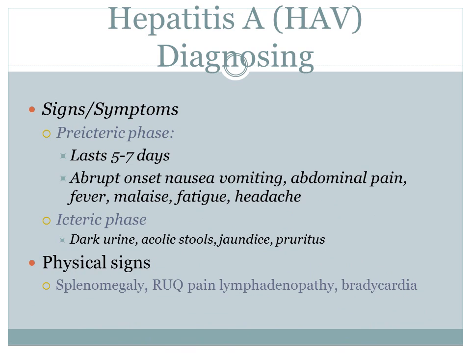So as far as signs and symptoms, that preicteric phase lasts about 5 to 7 days. In this stage, they would have their onset of nausea, vomiting, abdominal pain, and constitutional symptoms. In the icteric phase, they would have the dark urine, clay-colored stools, jaundice, and pruritus. And on exam, they may have right upper quadrant pain, some organomegaly, some enlarged lymph nodes, even some bradycardia. Remember, when patients develop that icteric phase, their preicteric phase symptoms usually diminish.